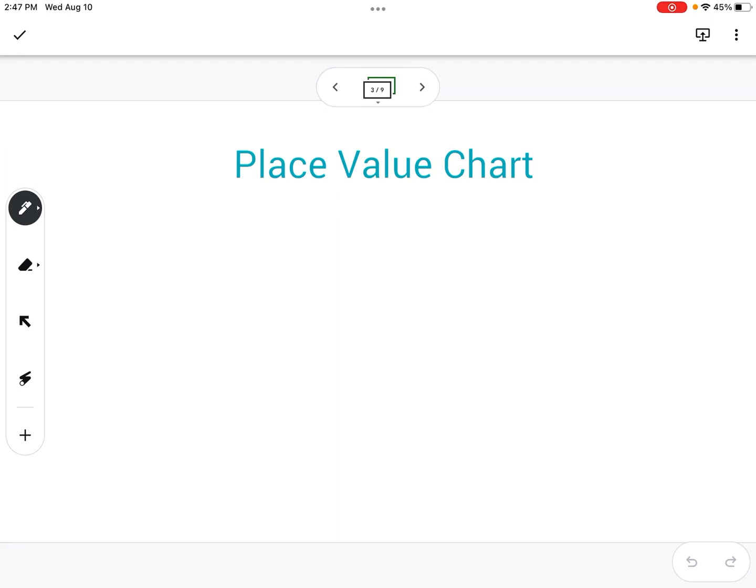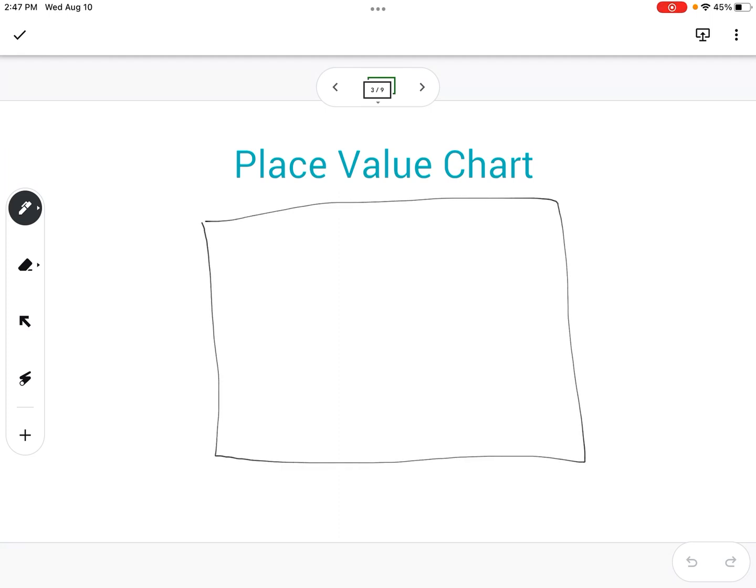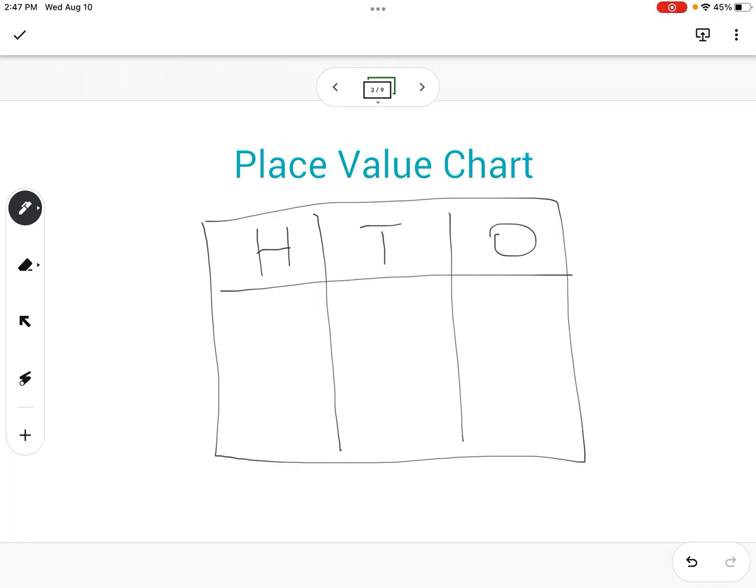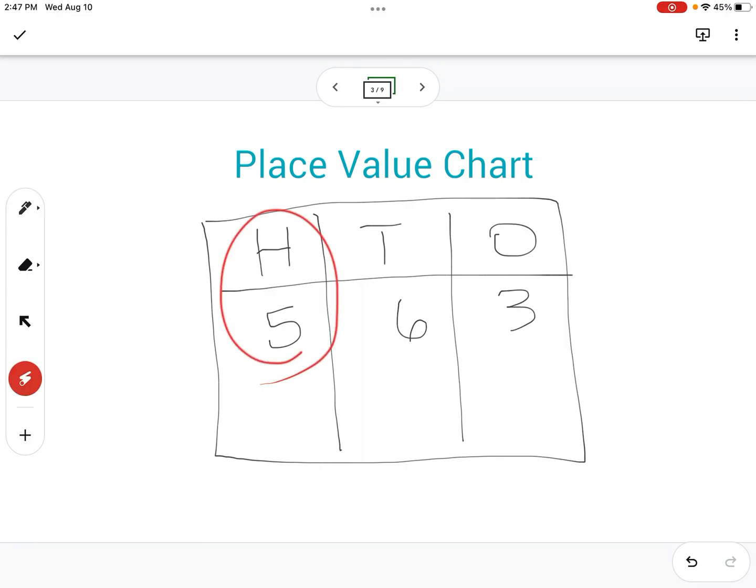Our place value chart is essentially what it sounds like. In second grade, we deal with 3-digit numbers for the most part. We work on hundreds, tens, and ones. So it is a chart that has a space for our hundreds, our tens, and our ones. So for example, if we had the number 563, you can see that that is 5 hundreds, 6 tens, 3 ones.